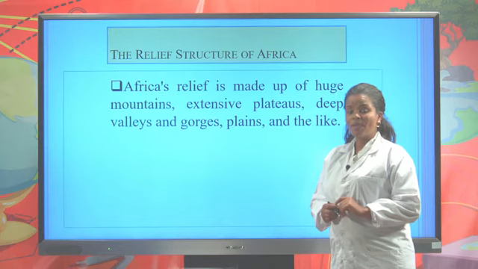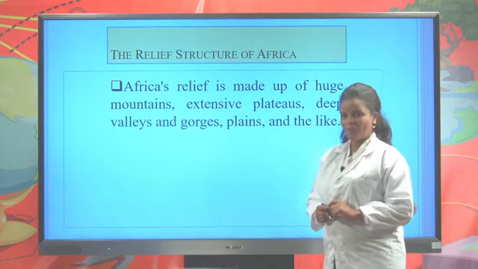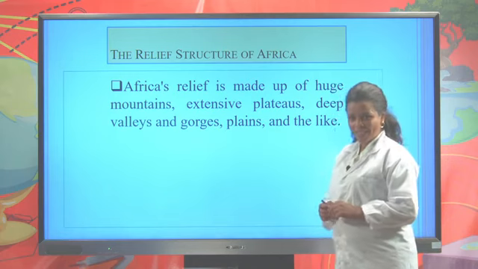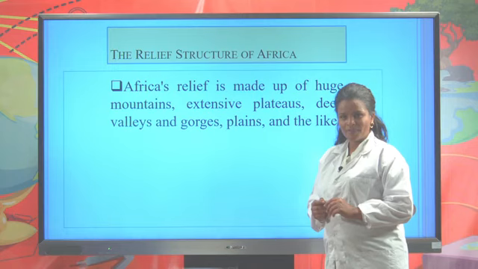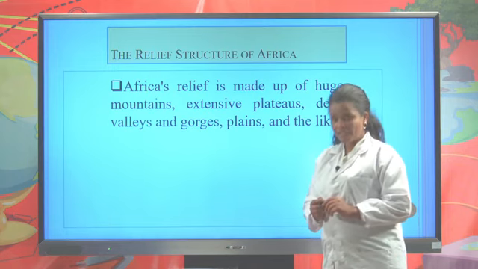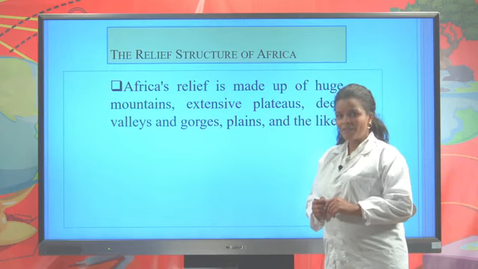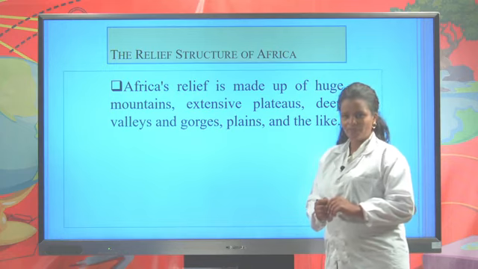Today, we will learn about the relief structure of Africa. As you have seen in the previous lesson, Africa has diverse relief features. The diverse relief features of Africa result in diverse climate. When you see the relief features of Africa, Africa has plateaus, plains, valleys, and gorges. But most of the African land is dominated by plateau.